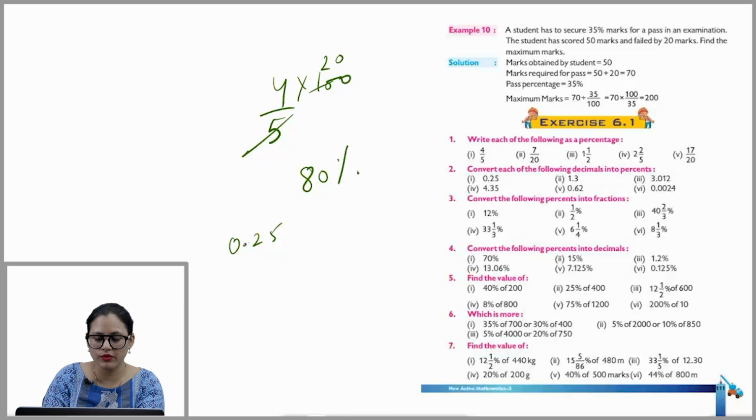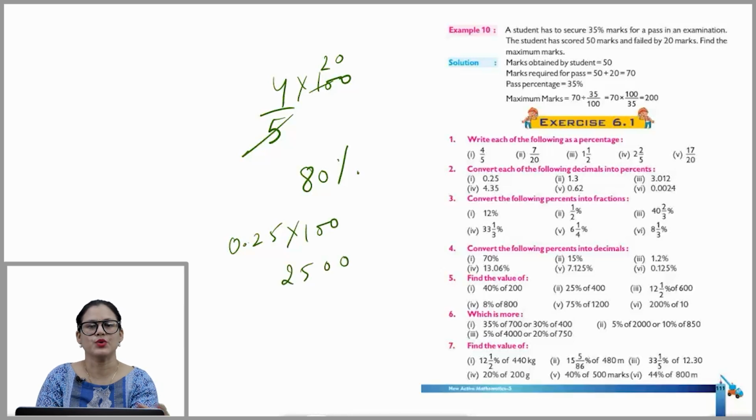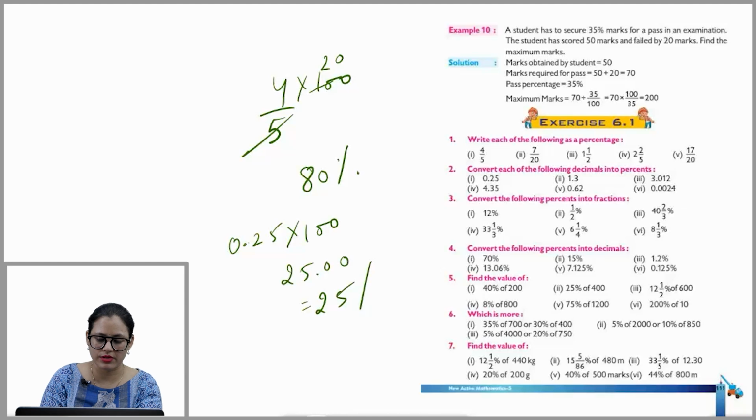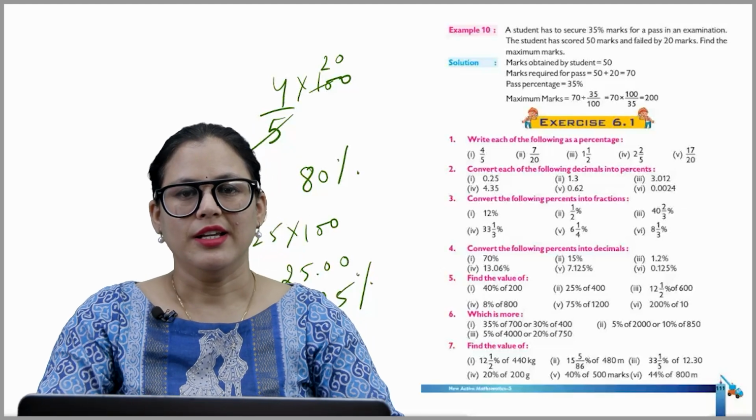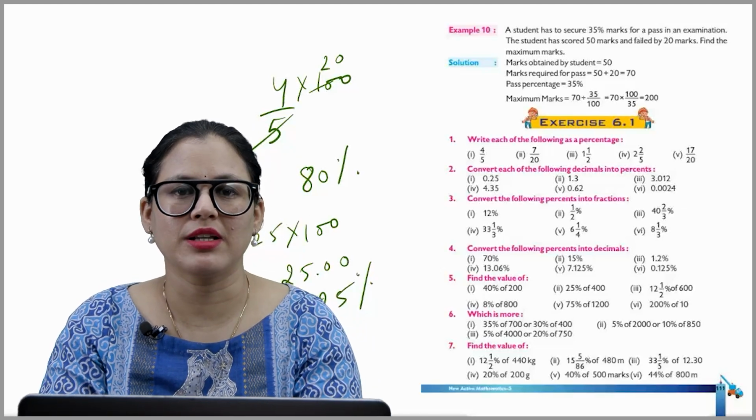And question number 2, convert each of the following decimals into percent. What will you do? Again, you will multiply by 100. So 25 and then 200, 2 zeros, and then we'll put the decimal after 2 digits, 1 2. So this is 25%. Right, students? Now you will practice the remaining questions.